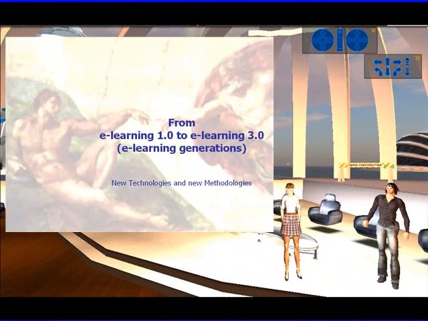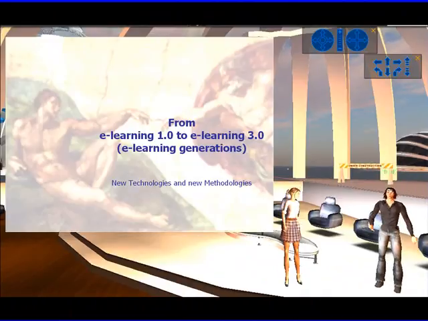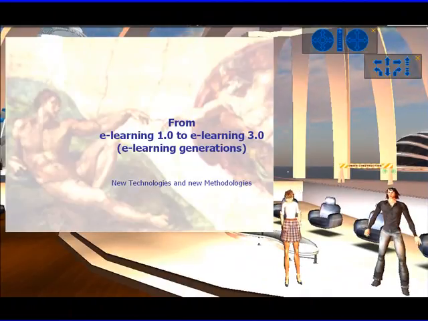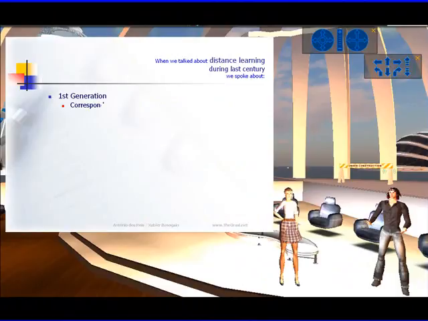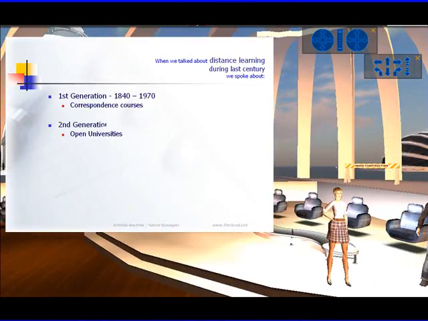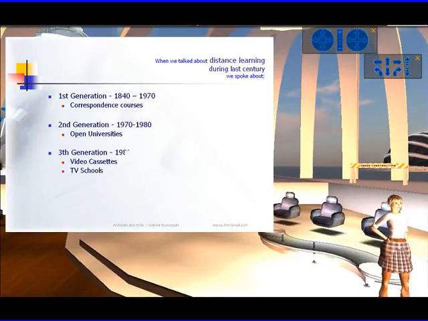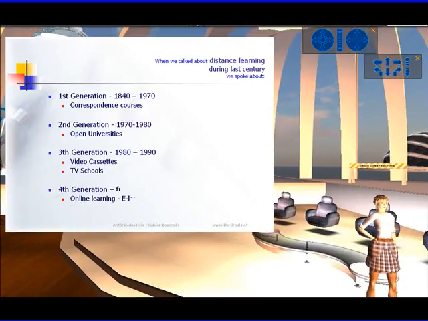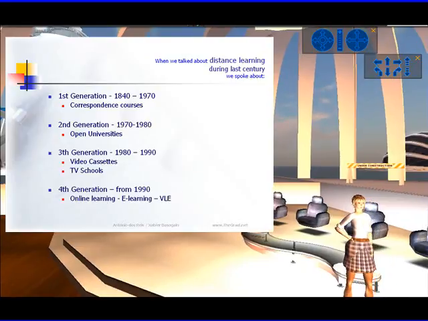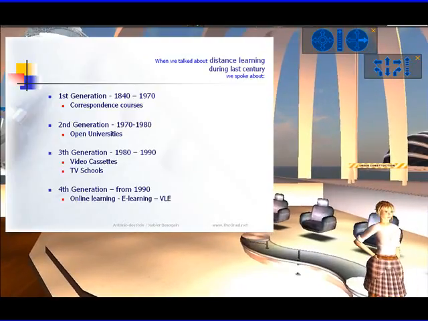We are talking about and giving the main highlights about e-learning. But what is e-learning? When we are talking about e-learning, normally people speak about distance learning. But in fact, distance learning has generations, and these generations have been mostly focused during the 20th century. We find four generations.